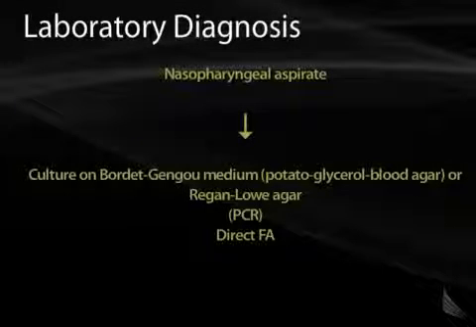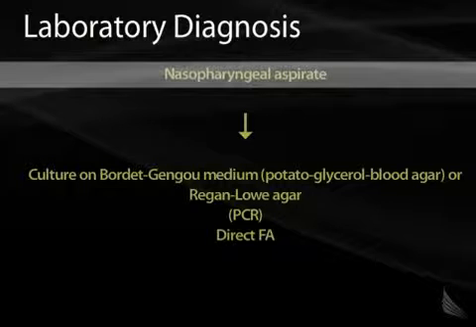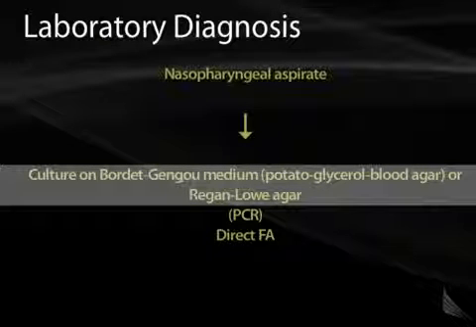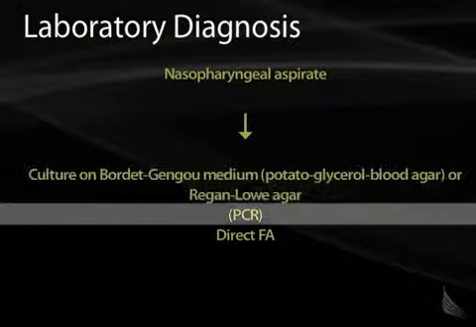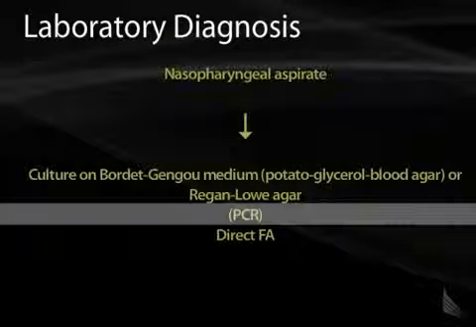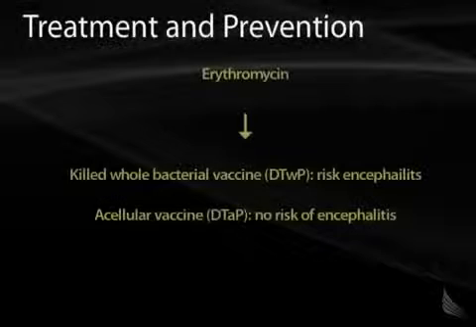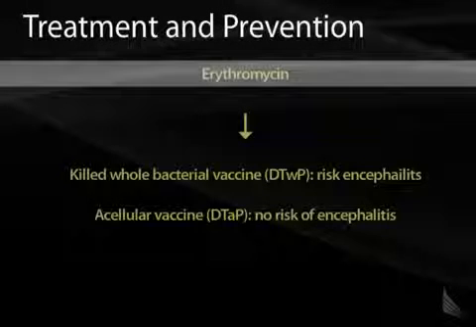Lab diagnosis of pertussis is based on a nasopharyngeal aspirate. You culture the aspirate on Bordet-Gengou medium, which is a potato glycerol blood agar, or Regan-Lowe agar. If you don't have time to culture it, you can do PCR or direct fluorescein antibody binding. Treatment for pertussis includes erythromycin.